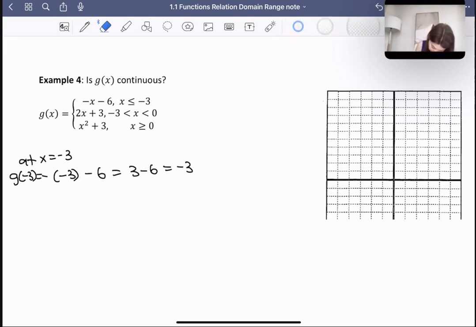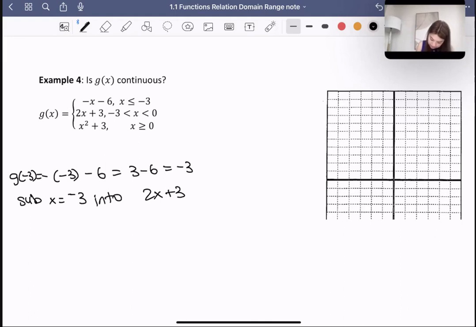In this case, we're not going to say g of -3, because of course g of -3 would go to the first equation, right? But we're just going to sub x equals -3 into 2x plus 3. And why are we doing that? We're doing that to see if the hole, right? Because this is going to tell us where there's a hole. We want to see if the hole is in the same place as the other part. And it is, right? 2 times -3 plus 3 is equal to -6 plus 3, which is equal to -3. So even though technically we have a hole there, that hole gets filled in by the previous equation.